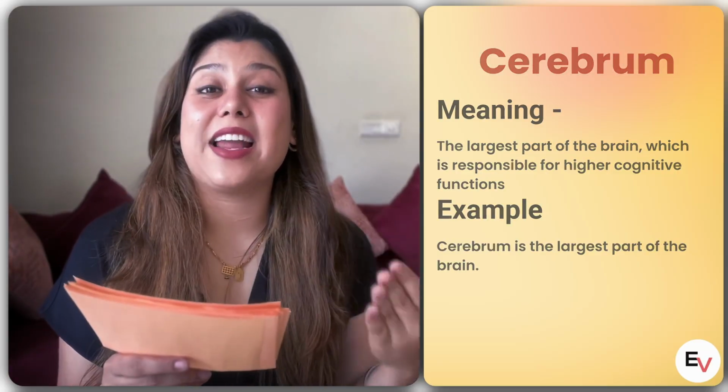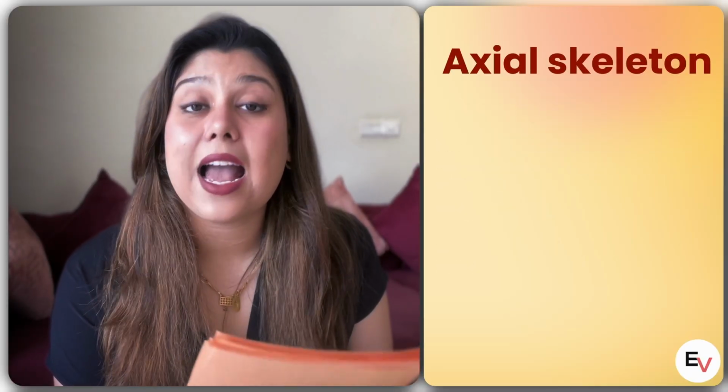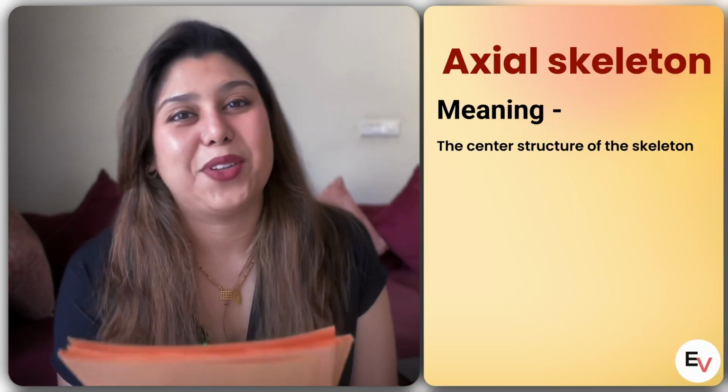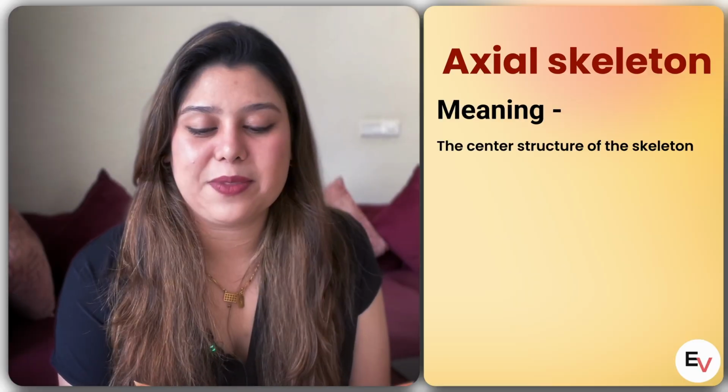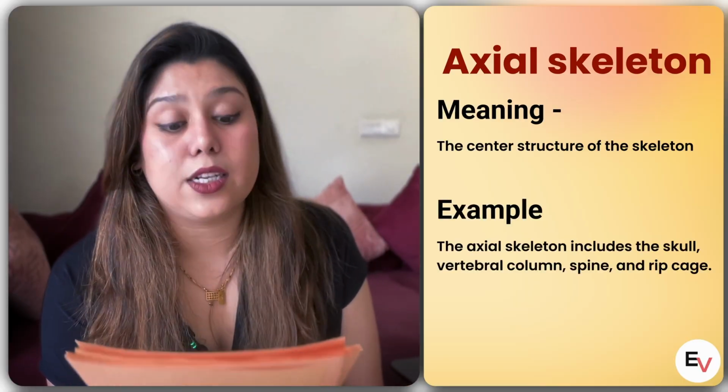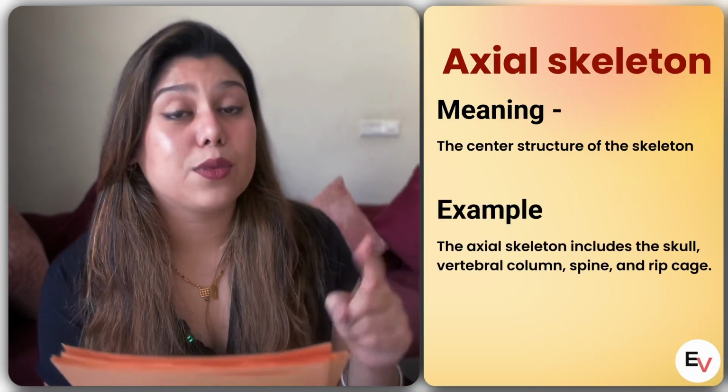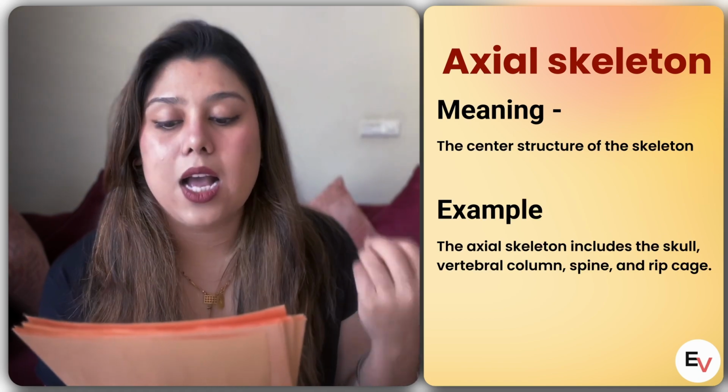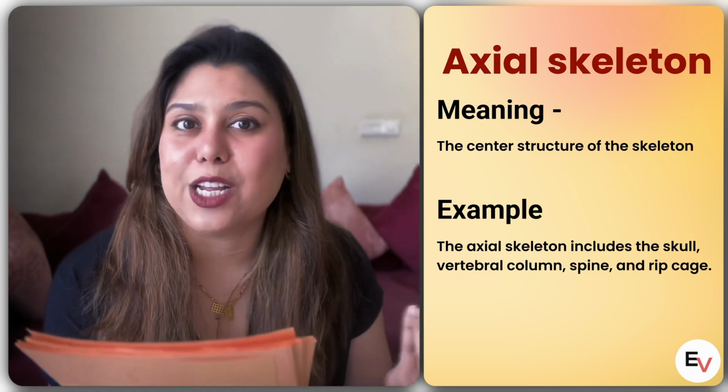Moving on to our next word, which is axial skeleton. Repeat after me, axial skeleton. Now, this is the central structure of the skeleton. Now, let's frame a sentence with this word. The axial skeleton includes the skull, vertebral column, spine, and rib cage.